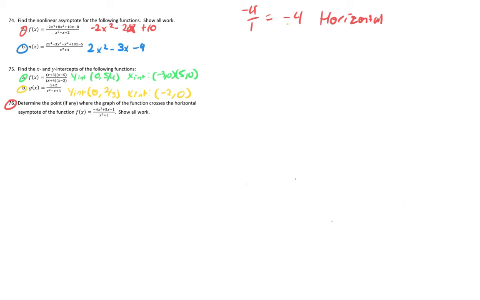So then we will set the function equal to -4 and see if there's a solution for x. So -4 is equal to -4x squared plus 5x minus 1 over x squared plus 2. Going to multiply both sides by x squared plus 2.